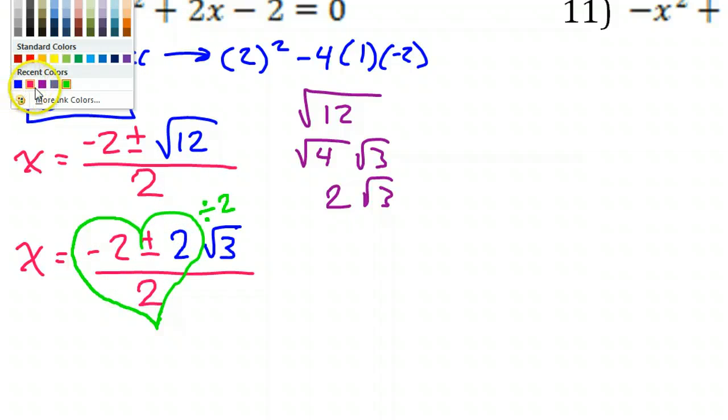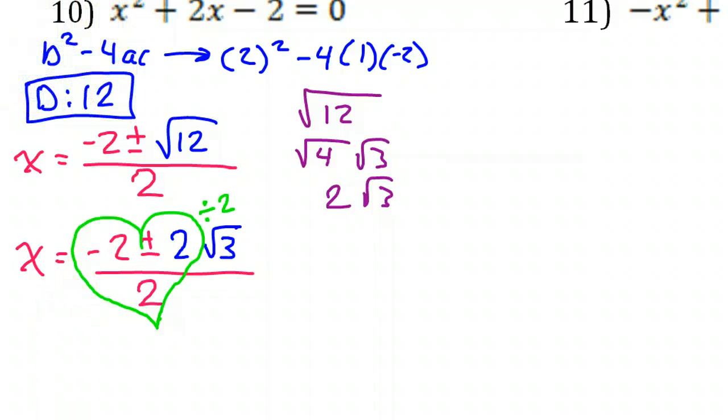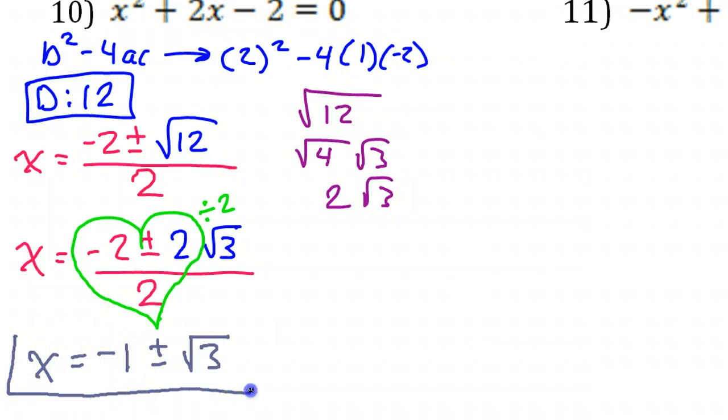So this is going to become x equals, and dividing these all by 2, they're all going to become 1s. So I'm going to have negative 1 plus or minus radical 3. This became a 1, but I don't need to put a 1 in the denominator. This became a 1, but I don't need a 1 next to a radical 3. The only one that I need is this one because it's off by itself. So this is the answer to problem number 10.